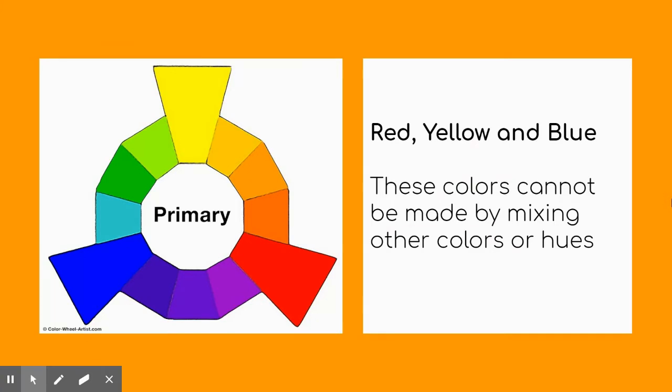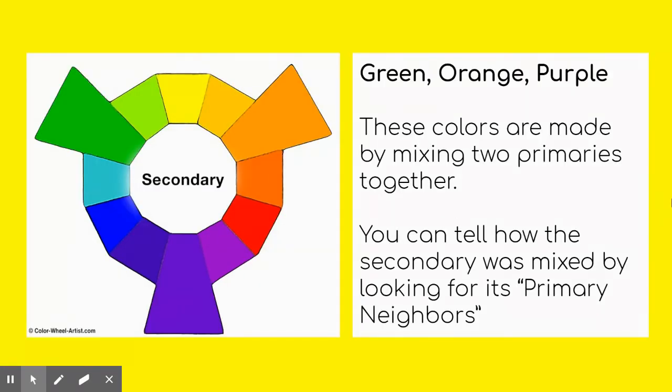Red, yellow, and blue are the primary colors. These colors cannot be made by mixing other colors or hues. The secondary colors are green, orange, and purple. These colors are made by mixing two primaries together.